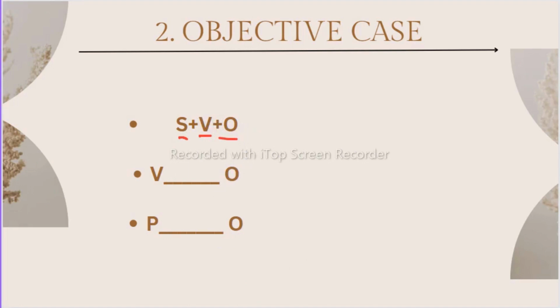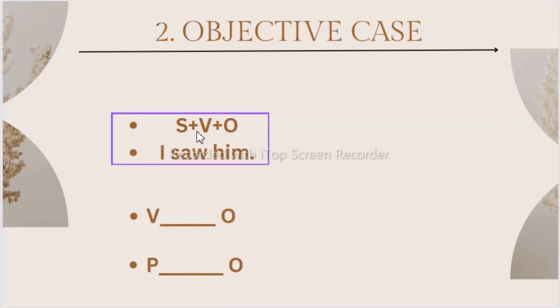Now for the objective case, we use it in two places: after a verb, which is the object, and after a preposition we also use objects. So in the English language, the objective case always comes after verbs and prepositions. 99.9% out of 100 objects follow after a verb or preposition. So if I want to substitute this subject plus verb plus object in the sentence, we can follow this order: I, which is a subject, saw, which is a verb, and him, which is the object. So usually we follow this structure in English.